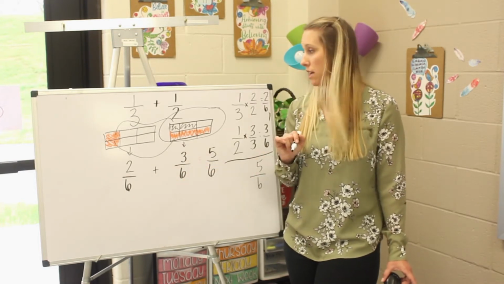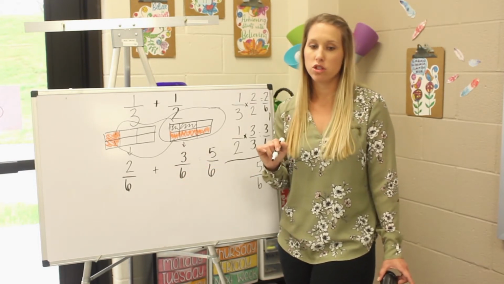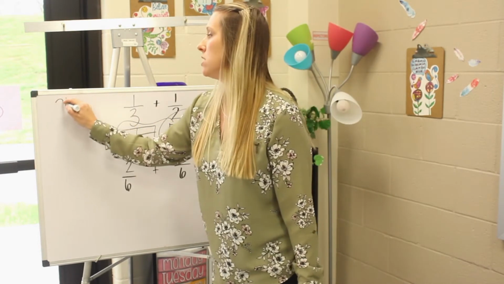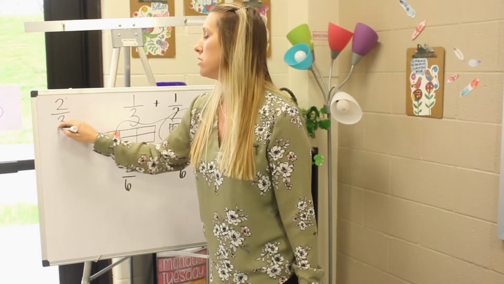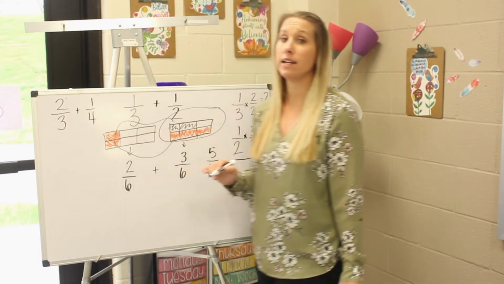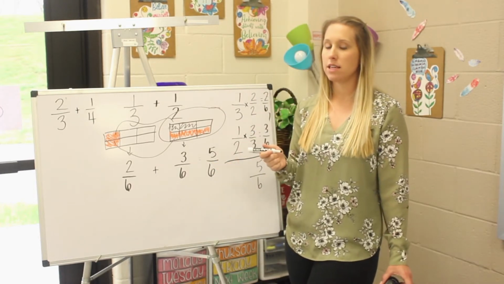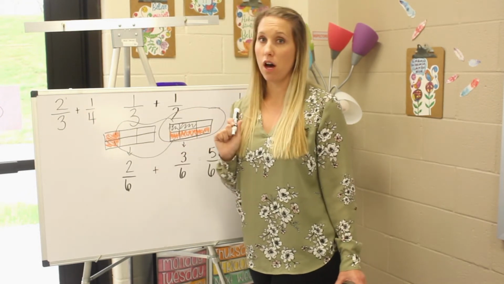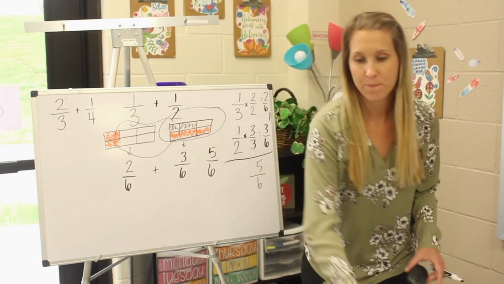I want you to try another one. This time I want you to do 2/3 plus 1/4. That is 2/3 plus 1/4. I want you to keep in mind, we cannot add these the way they currently are because our denominators are not alike. Go.